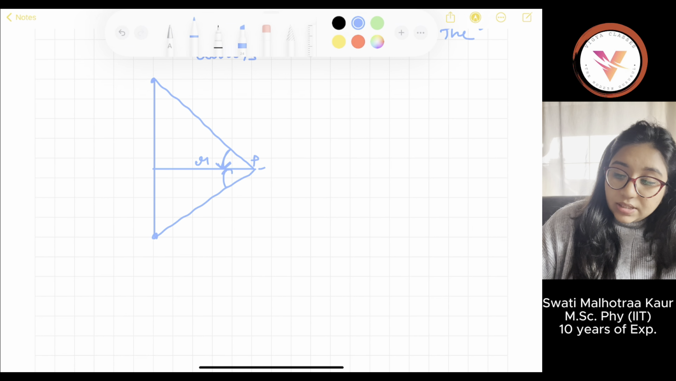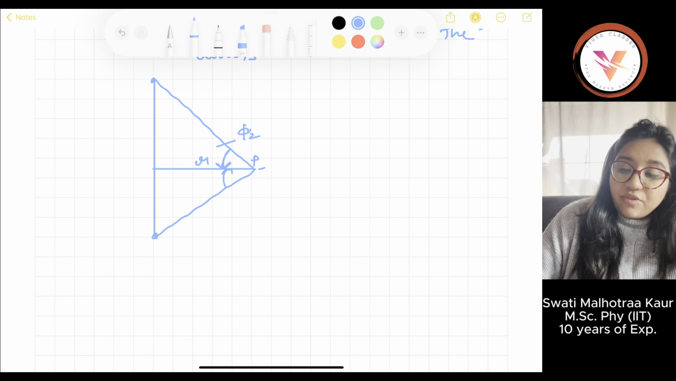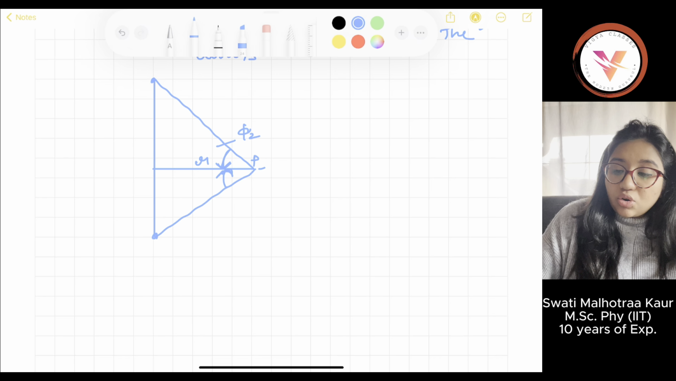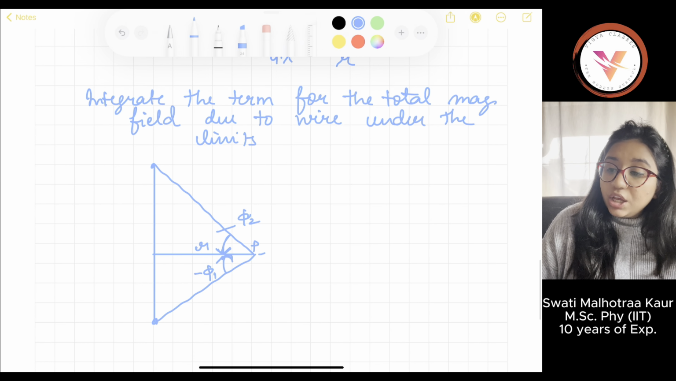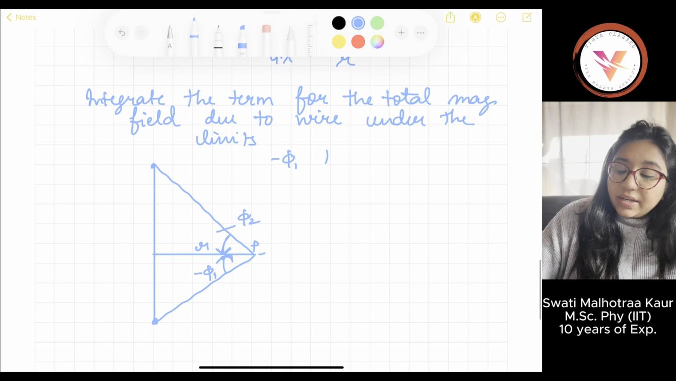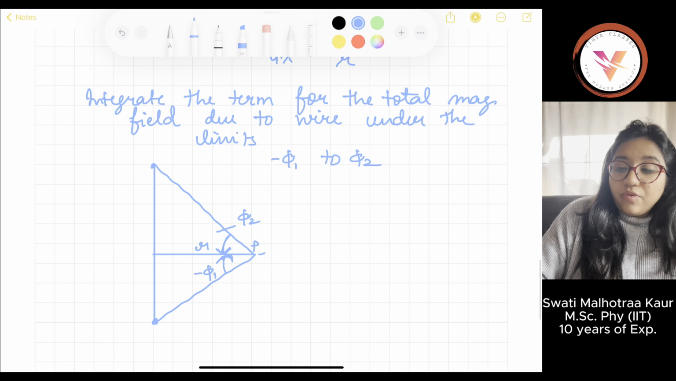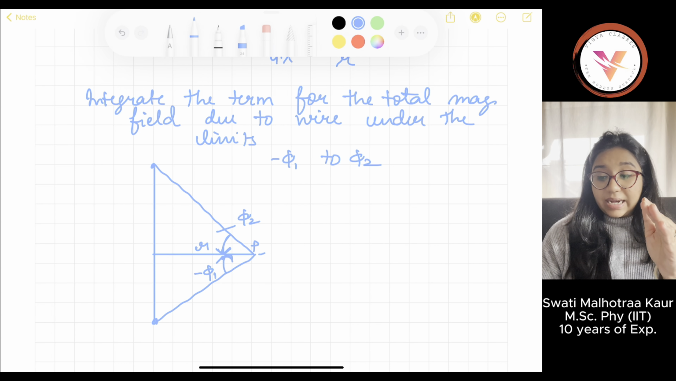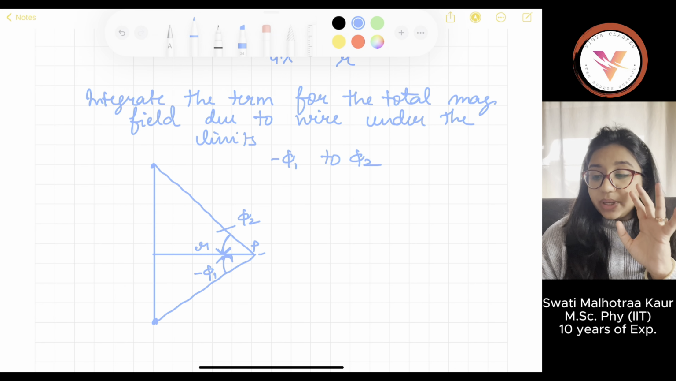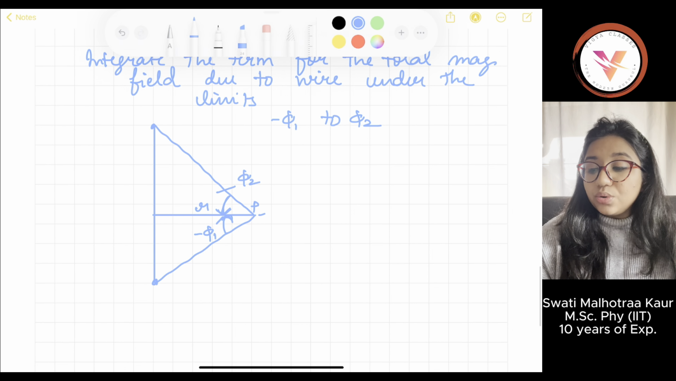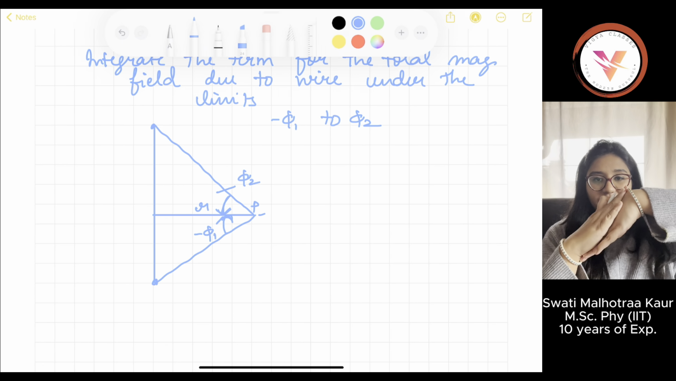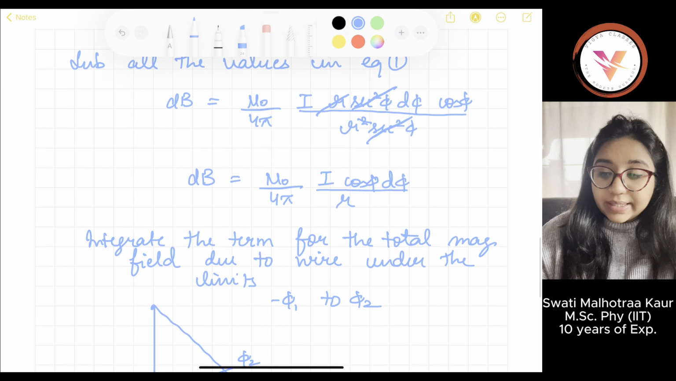So this is anti-clockwise, so take it as phi 2 positive, and this is clockwise, take it as negative, minus phi 1. So the limits are minus phi 1 to phi 2. This should be clear to you, that it is from the line to the perpendicular line always.